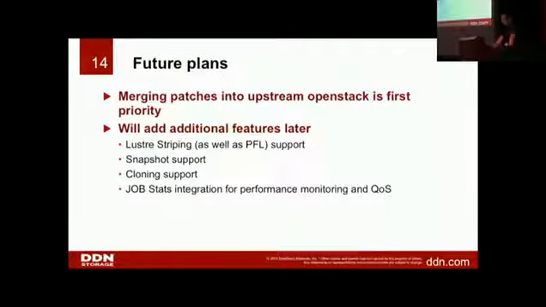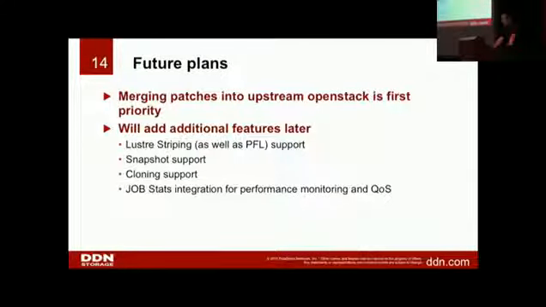The future plan. The first priority, of course, is that we need to merge the first patch into upstream OpenStack first. This is really the important stuff. So right now, we minimize the feature set as much as possible. Then once we merge the patch into upstream OpenStack, we can add additional new features to the Lustre Cinder driver later.